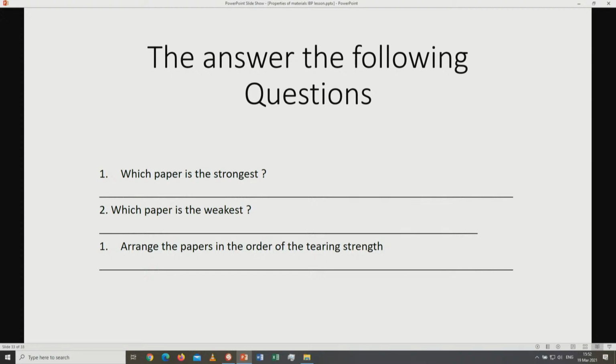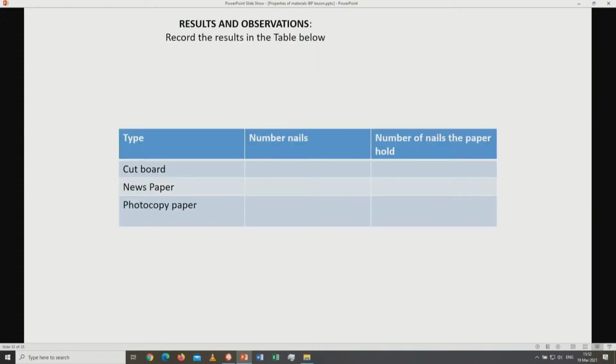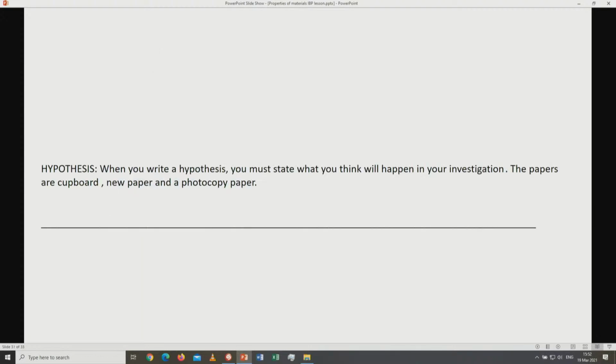So, grade 7 learners, this is one of the activities that your teachers can give you. It is actually an investigation, because you have to start by writing a hypothesis where you state in advance which paper will be the strongest.